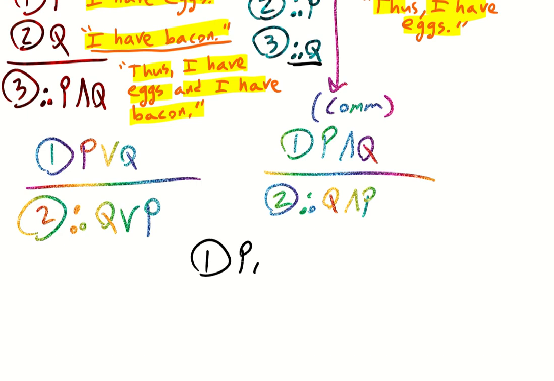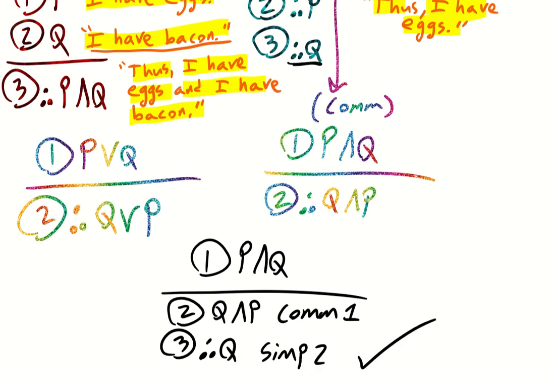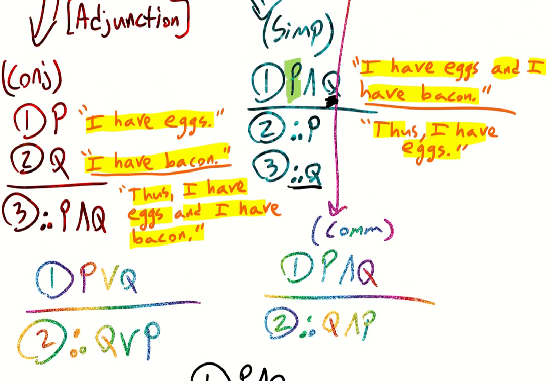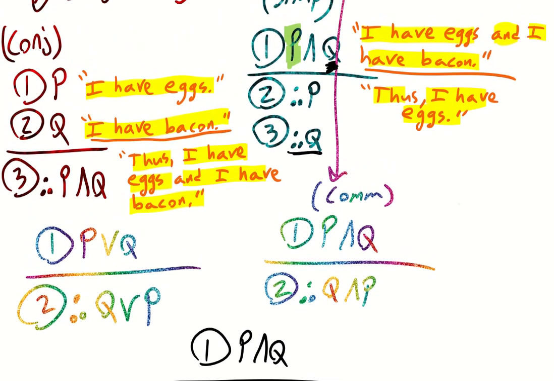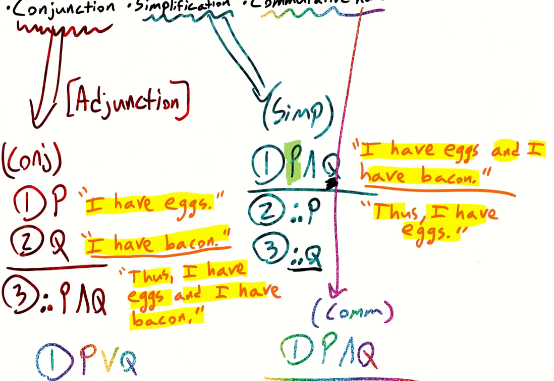So with the premise P and Q, we can then get Q and P through the commutative rule with line 1, and then we can say therefore Q by the simplification of line 2. It's a little bit tedious. I wish you didn't have to do that, but some textbooks force you to do it. But anyways, we have the commutative rule. Order doesn't matter with conjunctions and disjunctions. We have simplification. We start with the conjunction and we can simplify. And we have the conjunction where we can form new sentences that just combine previous sentences, so to speak.